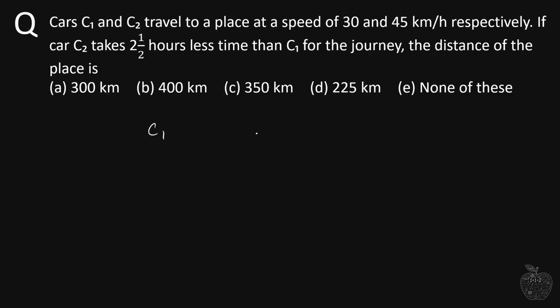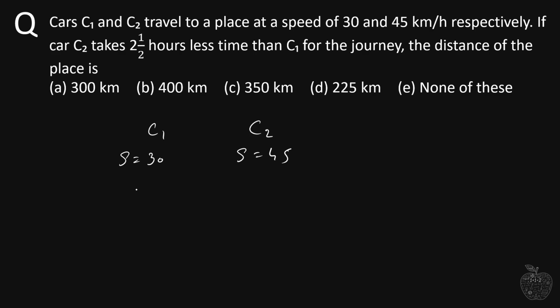Okay, so there is car 1 and there is car 2. We are given the speeds of car 1 and car 2. It is 30 and 45 km per hour respectively. So speed of car 1 is 30, speed of car 2 is 45. Now, if car 2 takes 2.5 hours less time than C1 for the journey.